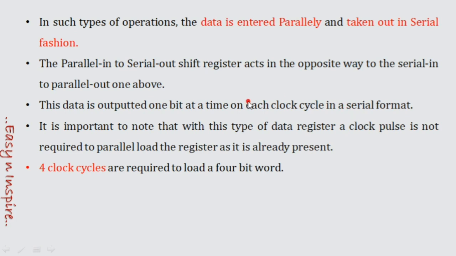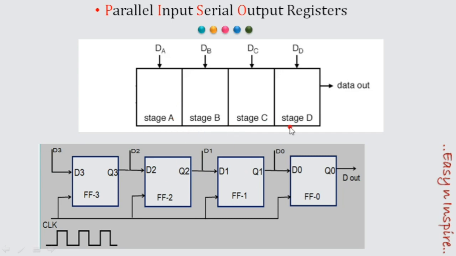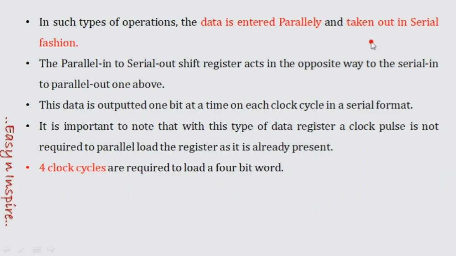Now we'll see. In this type of operation, data is entered parallelly. Parallelly means like this. Data is entered parallelly and output is taken in a serial manner or serial fashion. So this parallel input serial output register is the opposite operation of serial input parallel output, which we have already seen in the previous video. It is the exact opposite operation of the SIPO register. The data output is obtained one by one after each clock pulse. How many clock pulses are required, we will see in the next slides. Keep this point in mind, four clock pulses are required to get our data.